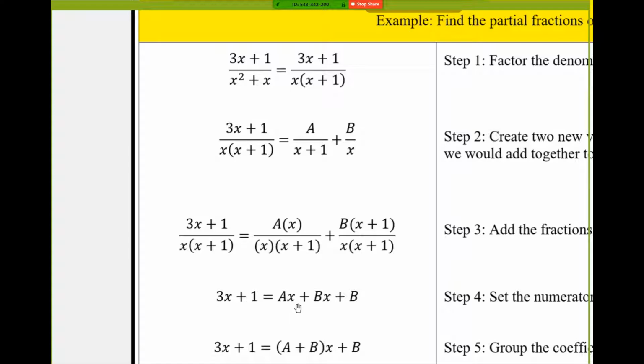If I factor out x here, then I've got a plus b equals 3x plus 1. And we can combine our common denominators to create a system of equations. So a plus b must equal 3, and b must equal 1. If b is 1 and a plus b is 3, then a must equal 2. And we can split this back up into partial fractions. Okay, again, the reason why we want to do that is because that will allow us to integrate.